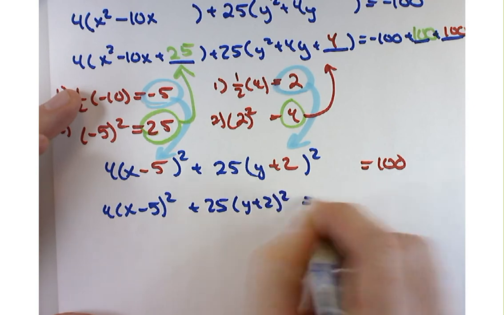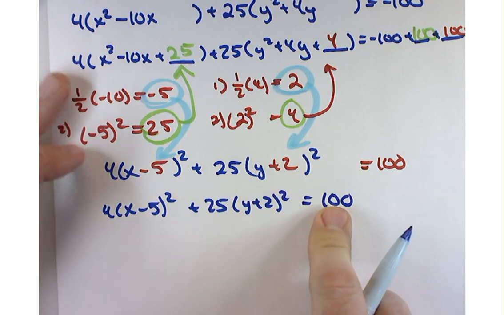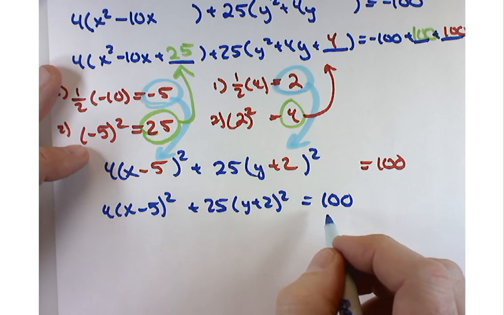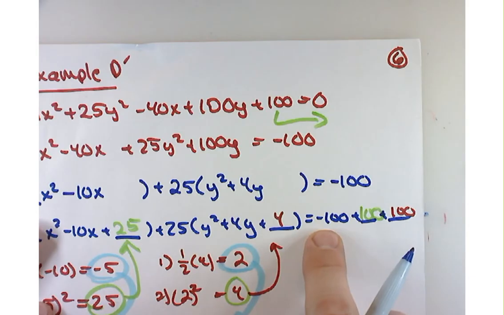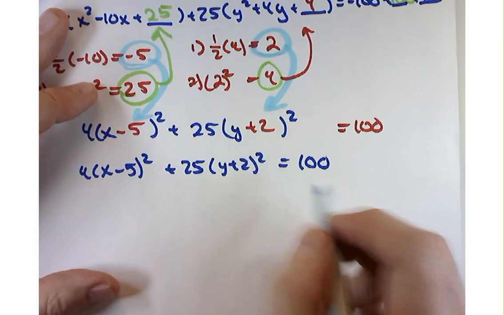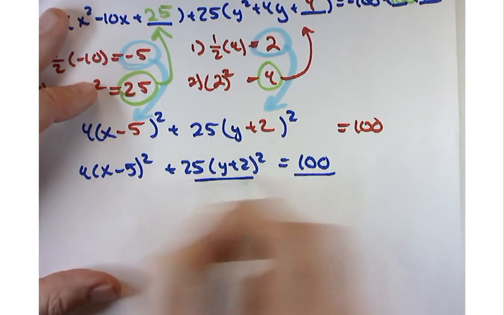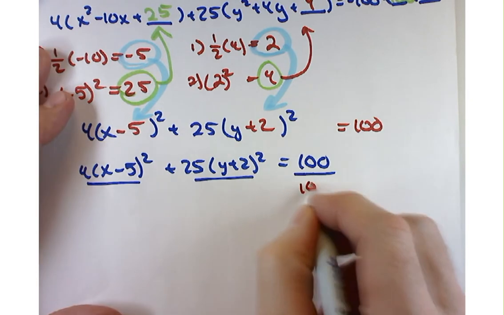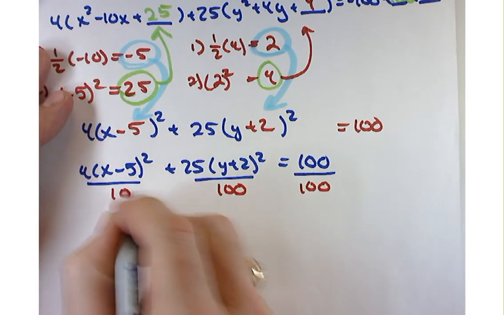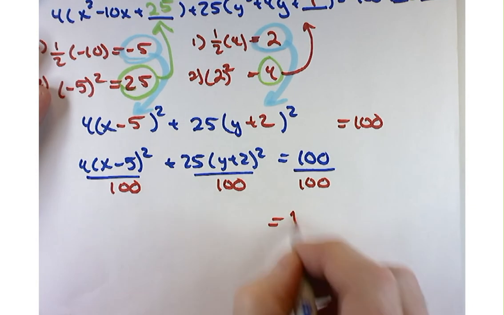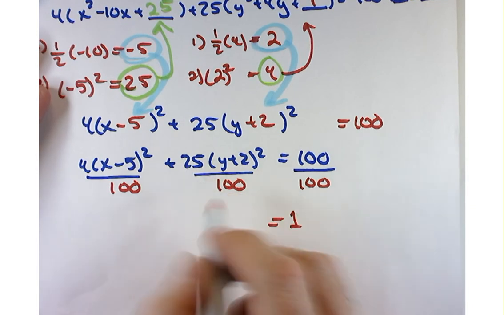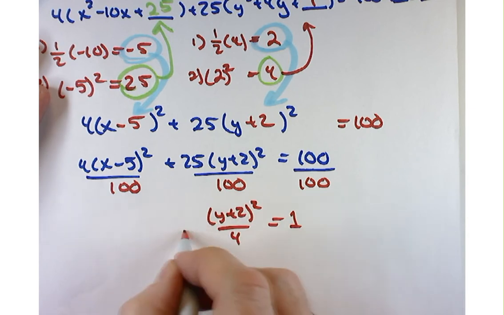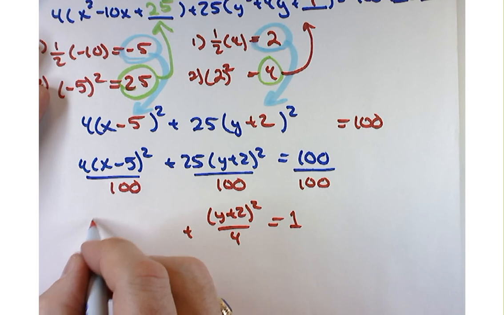What are we used to having on the right-hand side when we graph an ellipse? A 1. Ought to be 300, though, right? No, because that was negative 100. If I divide everything through by 100, then I'll have my 1 on the right-hand side. So I'll get a 1. 25 goes into 100 4 times, and then 4 goes into 100 25 times.